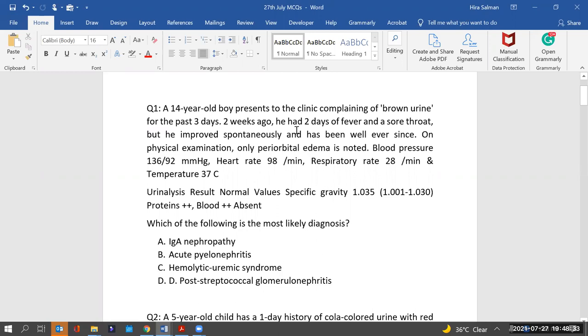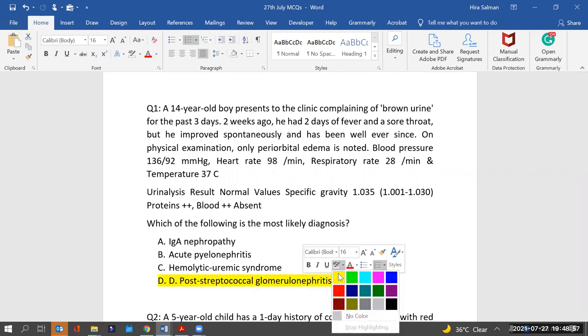So there are very specific features in order to make a diagnosis of hemolytic uremic syndrome, and this case is not pertaining to that. So it's a very clear case of post-streptococcal glomerulonephritis. Why? Based on the presentation, brown urine. Based on the physical examination, periorbital edema. Based on the antecedent history of fever and sore throat prior to this glomerulonephritis, and based on the urinalysis, protein and blood plus, you will choose post-streptococcal glomerulonephritis.